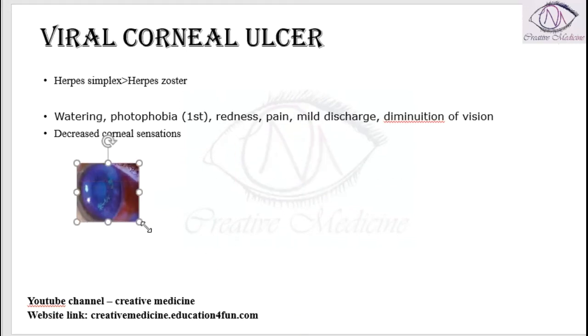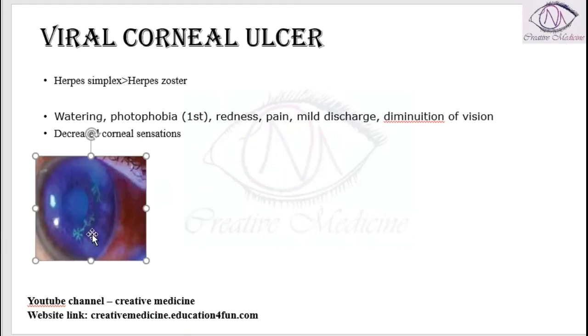So this is the herpes simplex viral corneal ulcer. Here the corneal ulcer is seen along with the dendrites. These are the dendrites which are seen.